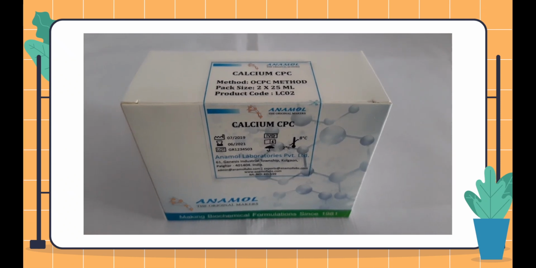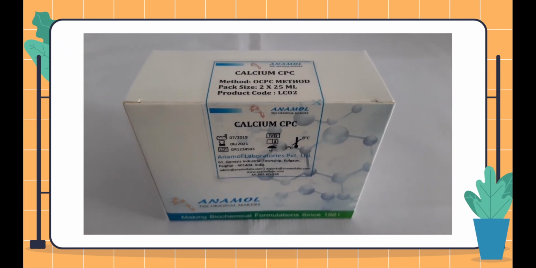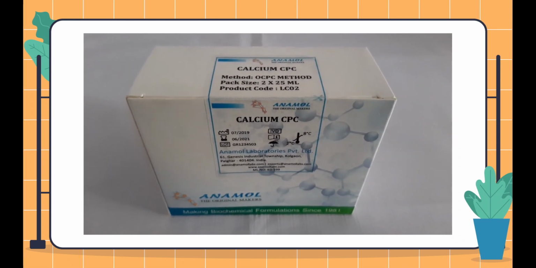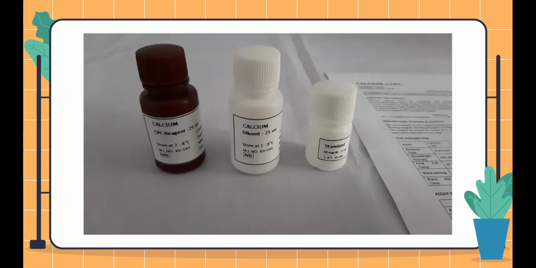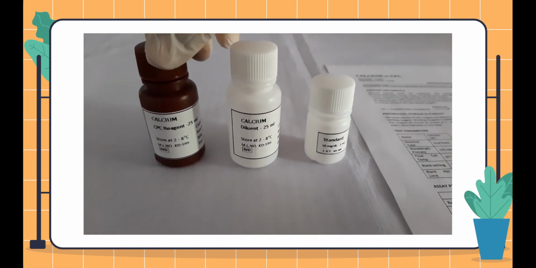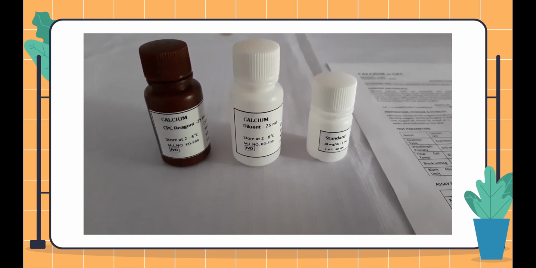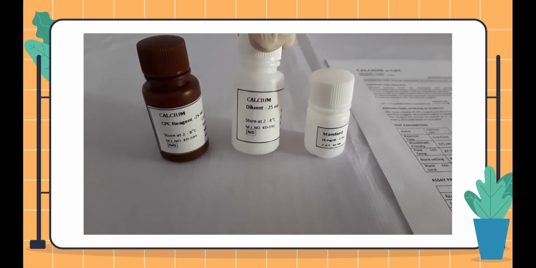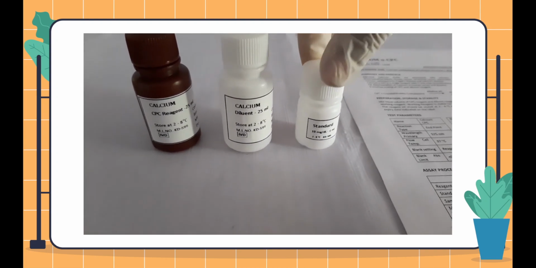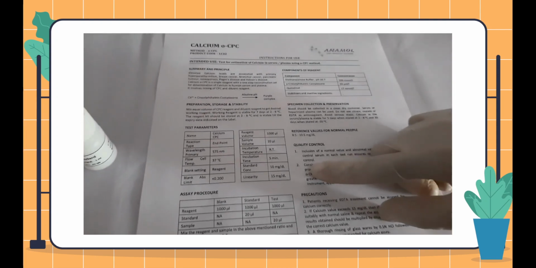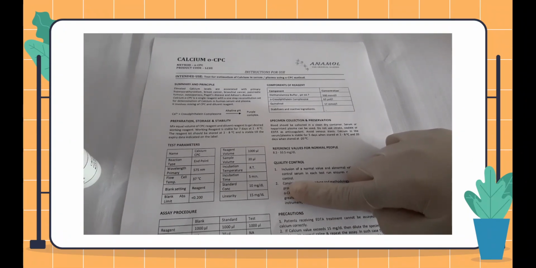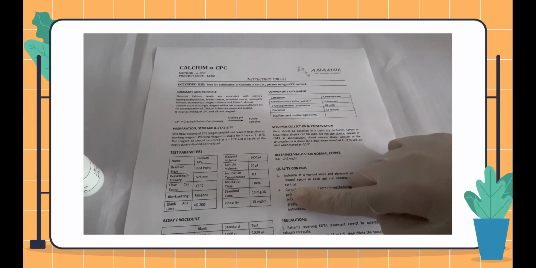Hello everyone. In this video tutorial, we'll see how to perform the calcium test by CPC method using the kit manufactured by Anamol Laboratories Private Limited. First, let's have a look at the kit components. The kit contains one bottle of calcium CPC reagent, one bottle of calcium CPC diluent, and one bottle of calcium standard of 10 mg% concentration. The kit also contains the instructions for use. We recommend all users to read the instructions for use thoroughly before using the test.